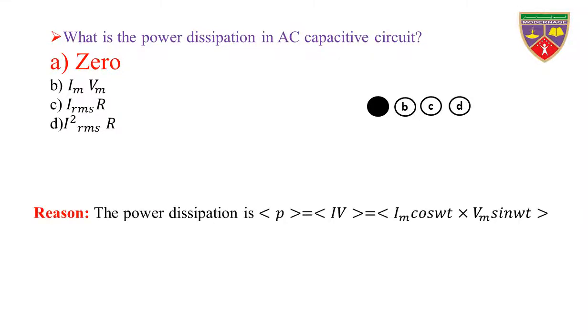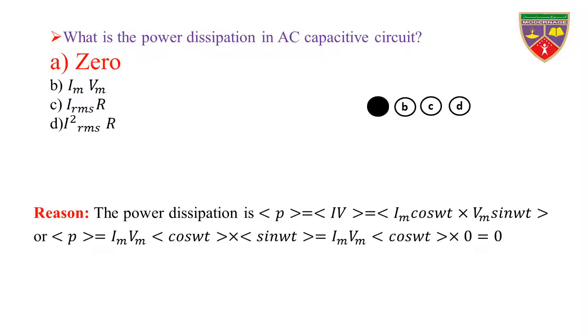Reason: the power dissipation is P average is equal to IV average, which is equal to Im cos omega t into Vm sin omega t average, or average power is equal to ImVm into cos omega t into sin omega t average, which is equal to ImVm cos omega t average into 0, which is equal to 0, because average of sin omega t is 0. Hence, power dissipation in a capacitive circuit is 0.